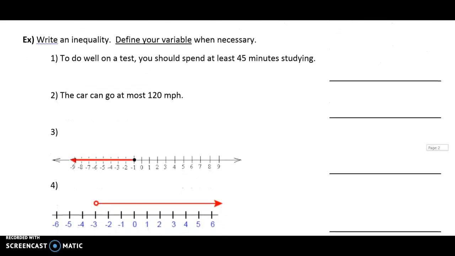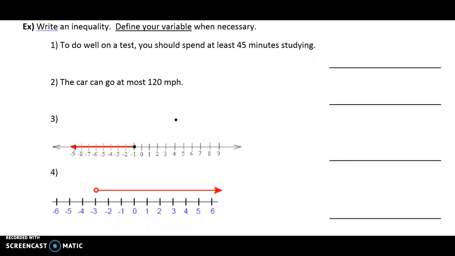Okay, so now just writing inequalities, defining a variable. You always have to define your variable, okay? So let's just take it through. To do well on a test, you should spend at least 45 minutes studying, okay? So what's my variable? I have to spend at least 45 minutes studying. So minutes studying is my variable. I'm going to call it M. Is minutes studying.